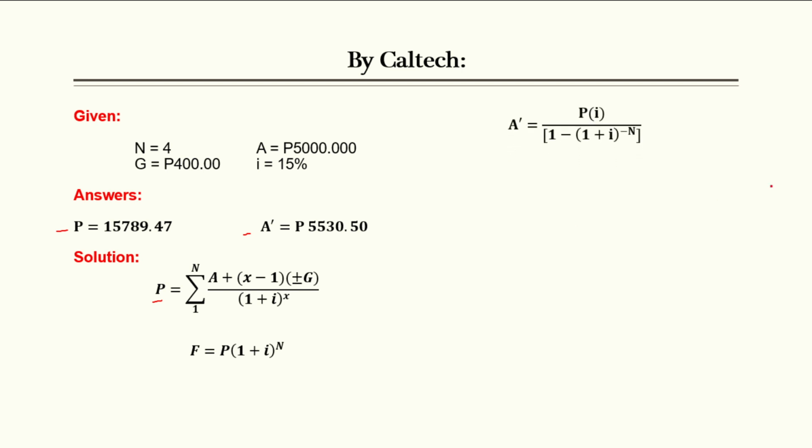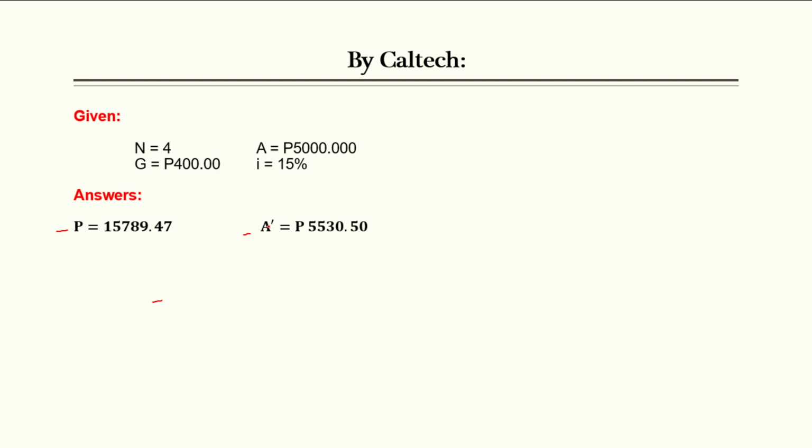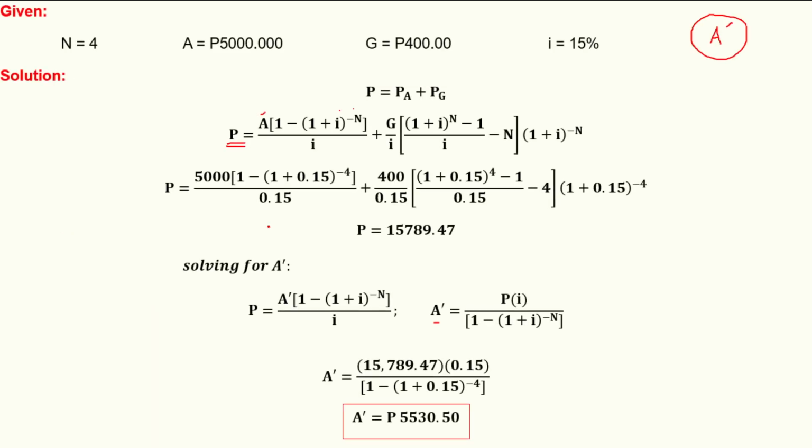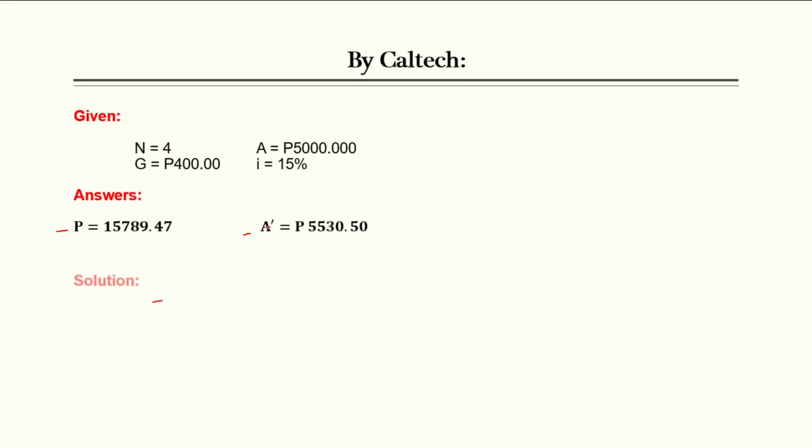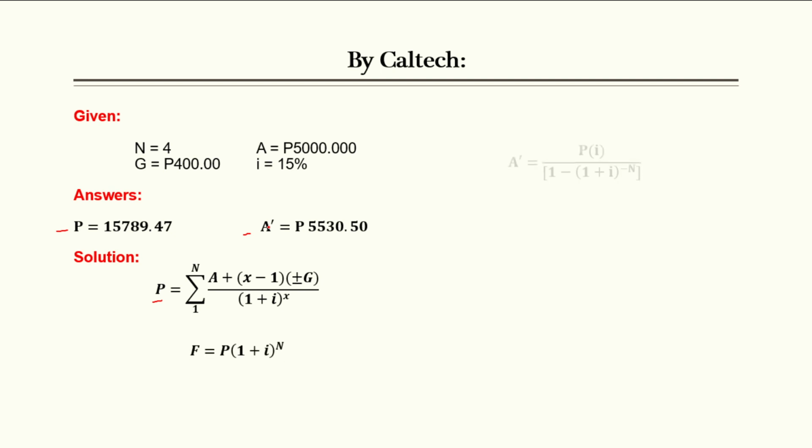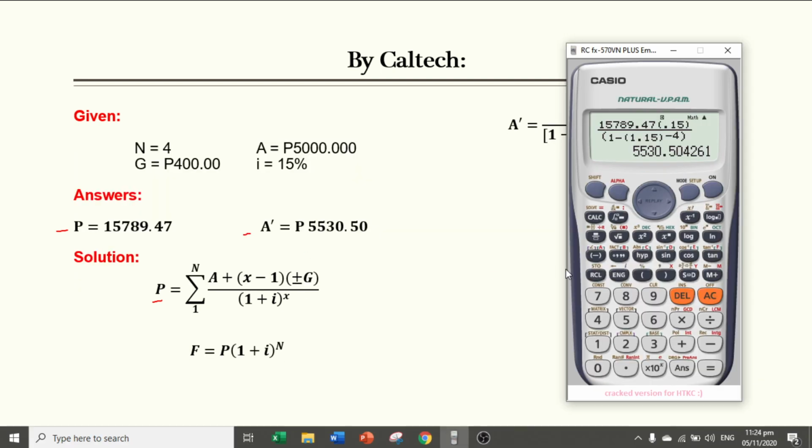Okay? Then, dun sa formula natin kanina, paano nakuha si A prime? A prime is equal to P times I over 1 minus 1 plus I raised to negative n. So, palabasin natin tong sagot kanina. Di ba? Ganito yung solution natin kanina, mahaba. Yan, ganyan siya kahaba, no? Palabasin natin yung sagot by using the Caltech na pinrovide ko. Okay? So, labas natin ang ating calculator.